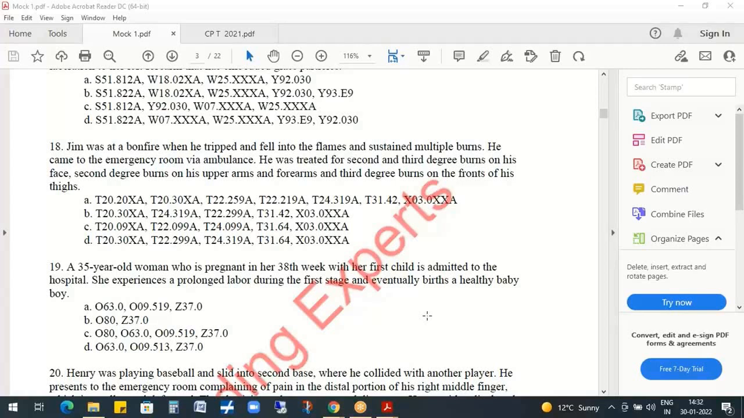Understood what I am saying? For example, wound exploration they have given. You cannot find it in the appendix. Go for the index at the end of CPT, not the appendix, the index. Wound exploration, or if it is scapulopexy, go by the term scapulopexy in the index. You will get the code. Read the code description. You will get the answer.